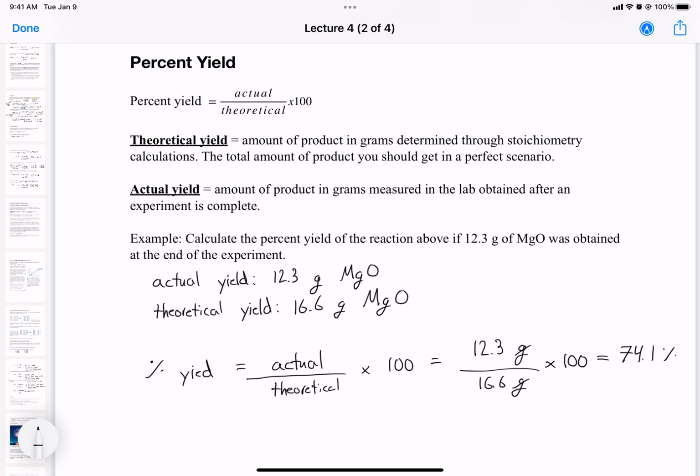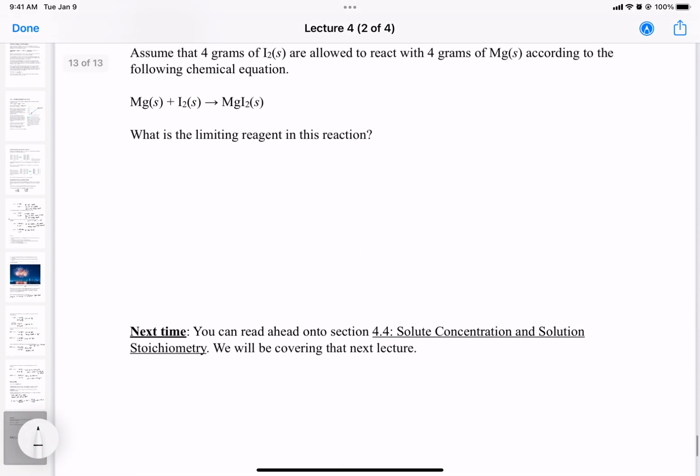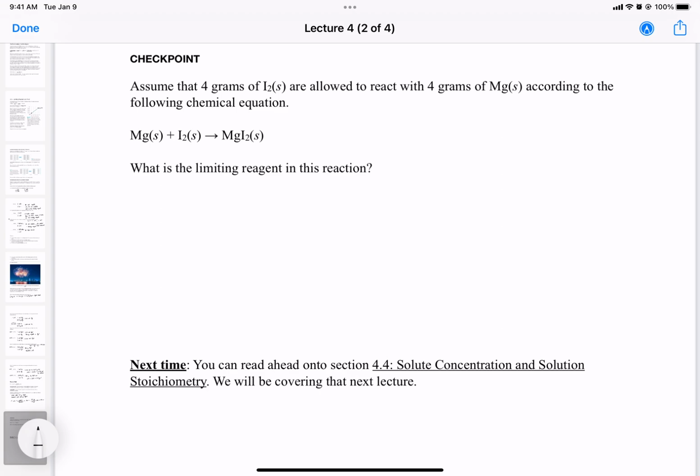Okay, so let's go over this last example here. Let's go over limiting reactants one more time. Assume that 4 grams of iodine are allowed to react with 4 grams of magnesium according to this chemical equation. As you see here, the chemical equation is already balanced for us. So now we just need to figure out the limiting reactant based on the moles. So 4 grams of iodine.